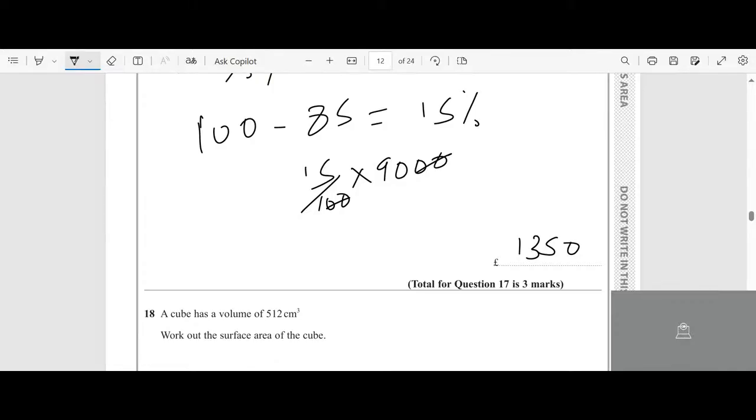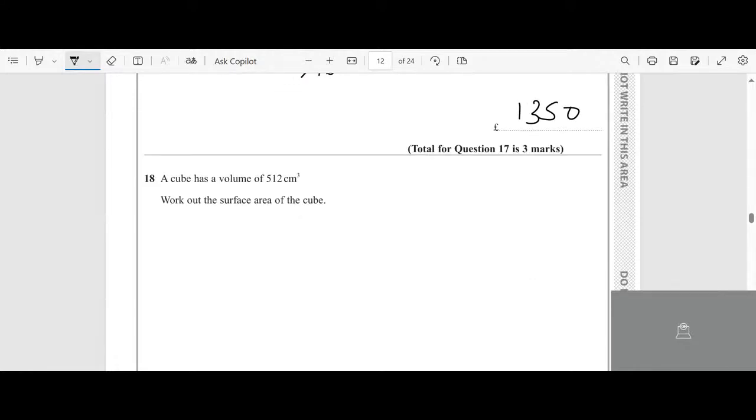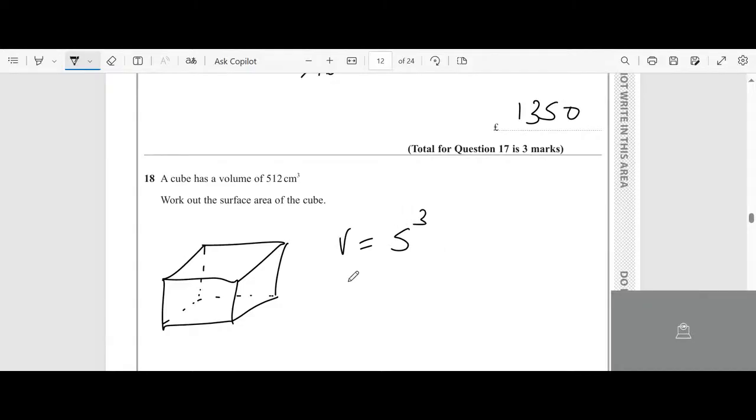Question 18. We're moving on swiftly, almost winding up. Now the cuboid has got a volume. I think you all know a cuboid. In 3D, all the sides are equal. So the volume of a cube is equal to side cubed. So 512 is equal to side cubed. Therefore, to find one side, you just have to find the cube root. So the cube root of 512, your calculator should be giving you 8. Therefore, one side is 8.